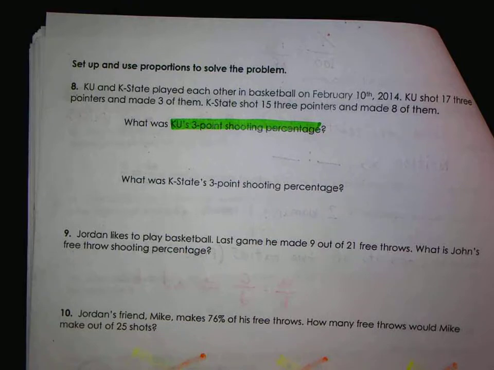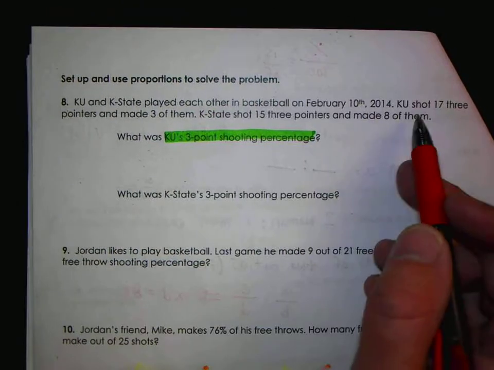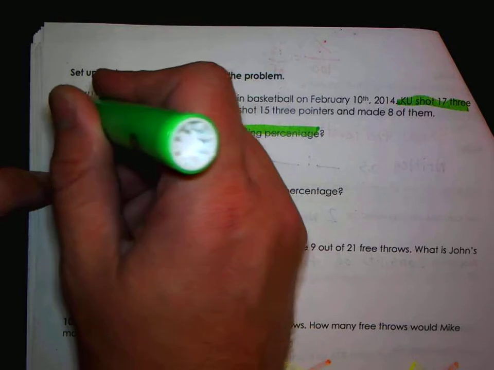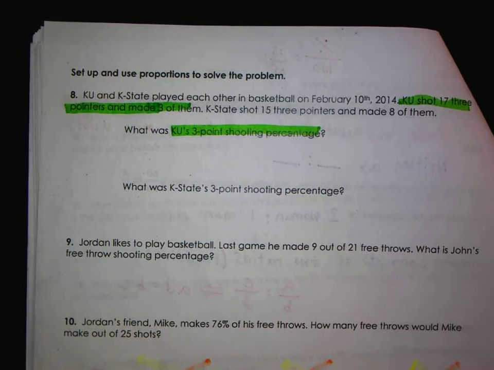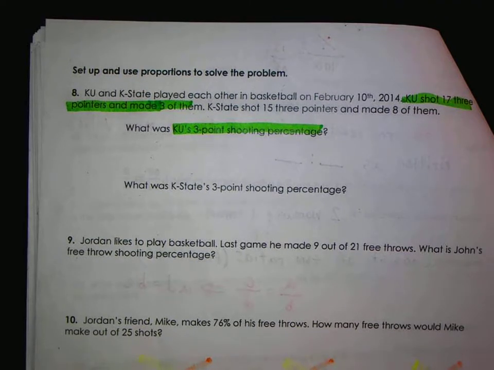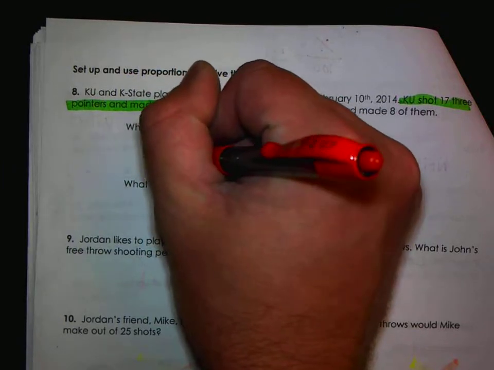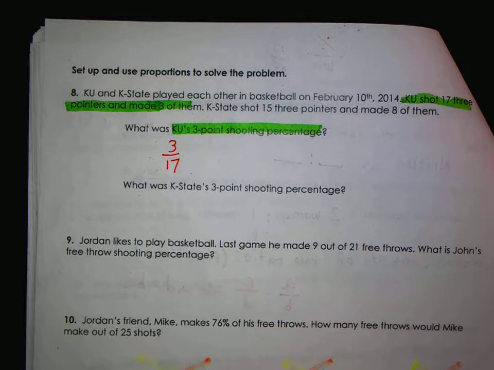Well, we know that KU, which is right here, they shot 17 times and made three of them, right? So as a fraction, I could say they made 3 out of 17. So they made 3 out of 17 shots. And I'm actually gonna change this from how I did last year. I set this up as an is over of, but I think it makes more sense just to say, okay, they made 3 out of 17, right? And 3 out of 17 is what?